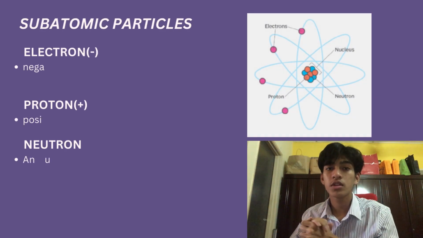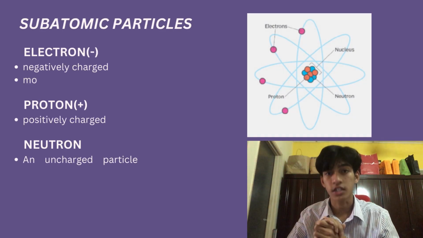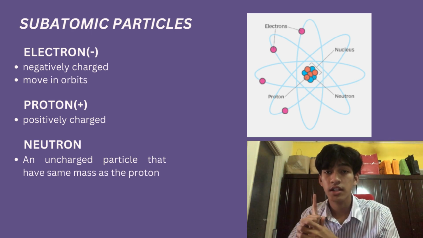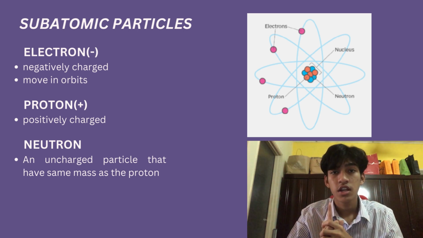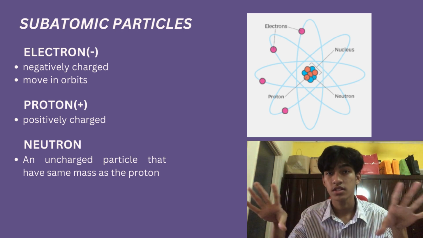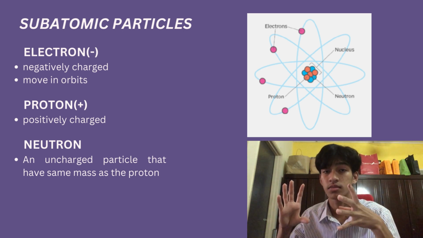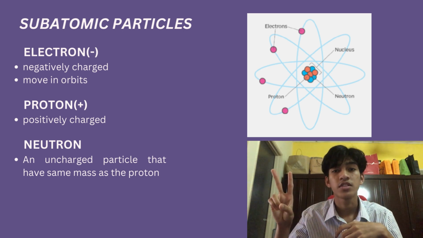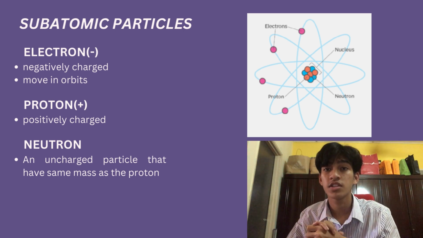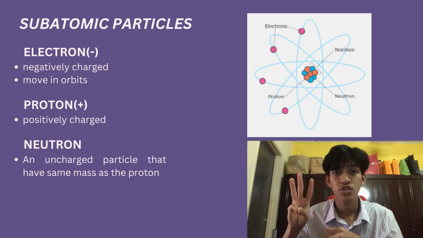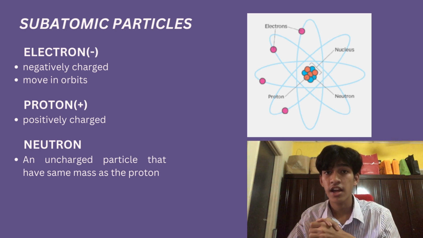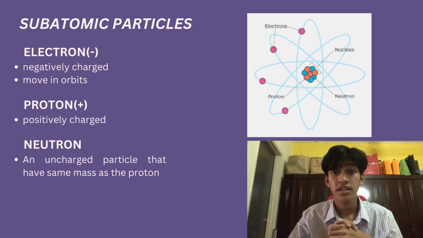So now I will talk about subatomic particles. It has three parts. Firstly, electron. Electron is negatively charged and it moves around the orbit in the atom. The next one is proton. Proton is basically positively charged. And the third one is neutron. Neutron is an uncharged particle that has the same mass as proton.